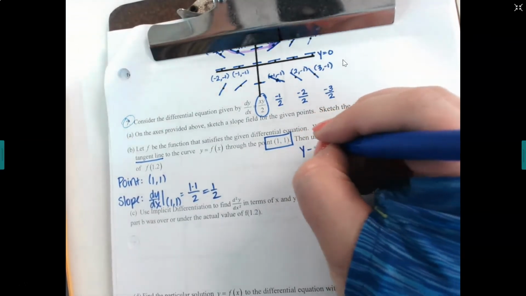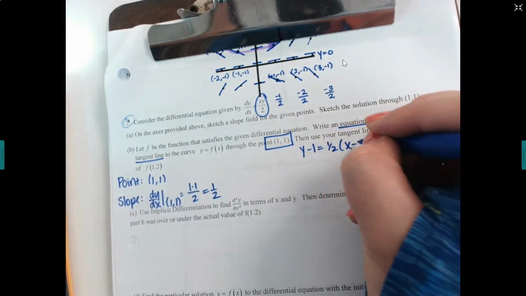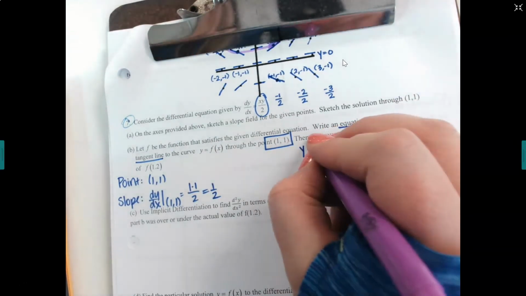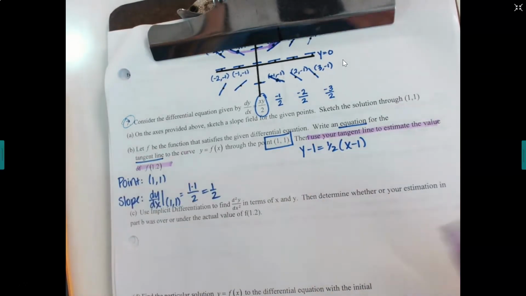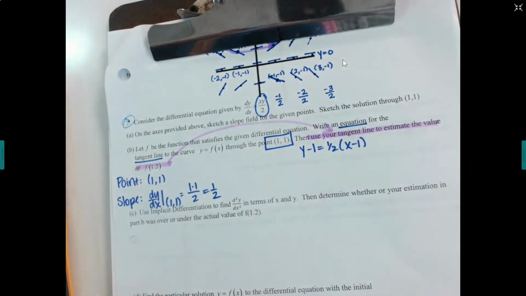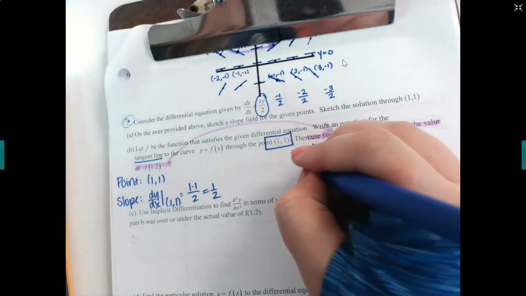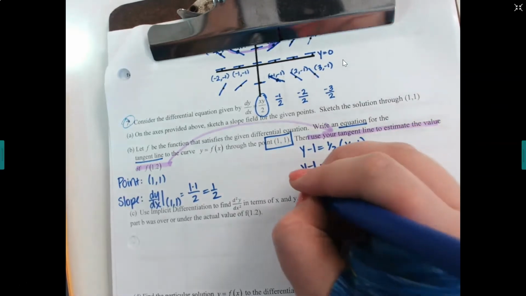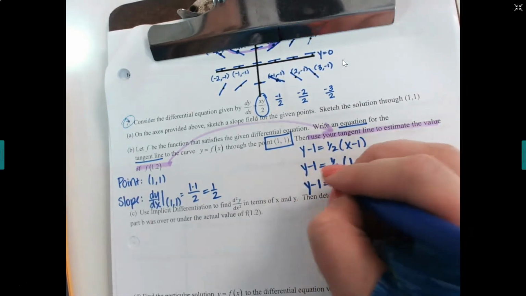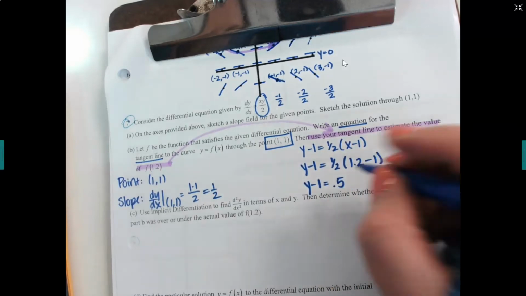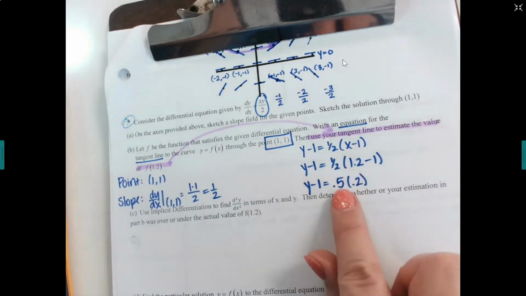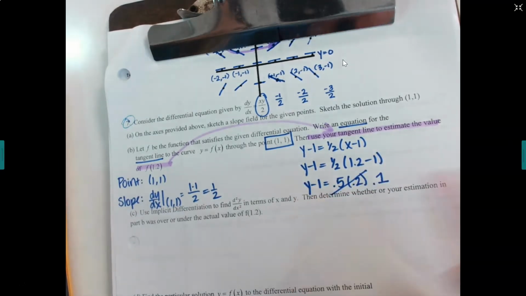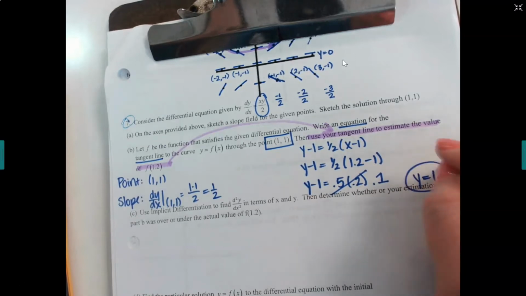So it's going to be y minus 1 equals 1/2 (x minus 1). Then it says, use your tangent line to estimate f of 1.2, which means I'm going to plug that into my line. So I would have y minus 1 equals 1/2 (1.2 minus 1). Well, half is 0.5, 1.2 minus 1 is 0.2, and half of 0.2 is 0.1, and then I can add that one across, so y equals 1.1.